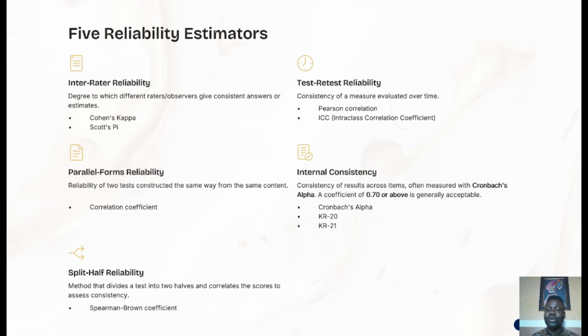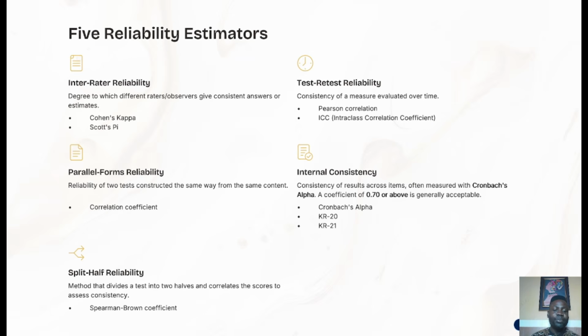of results across items. We can use Cronbach Alpha, or we can use KR20 for most of the objective items in education that test knowledge. KR20 is suitable because the assumption of KR20 is that the instrument's items have unequal difficulty, while KR21 assumes that the difficulties are equal.